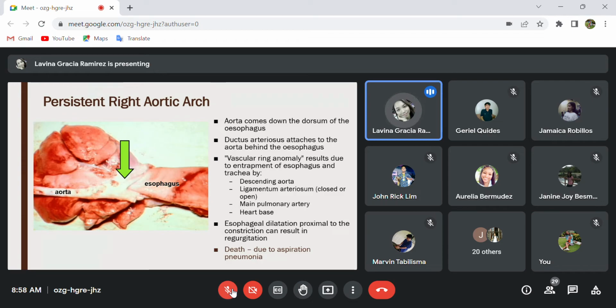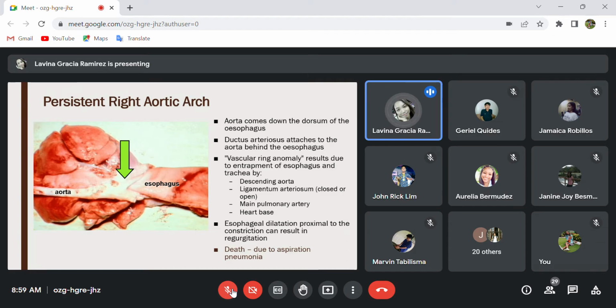So if you see animals, especially young animals, that are vomiting, do not forget to include congenital anomaly, especially the persistent right aortic arch. Especially if you know the mother was vaccinated and the feeding management is okay, then you must try to assess whether the animal is suffering from a certain congenital disease like PRAA, because it could also manifest as vomiting.